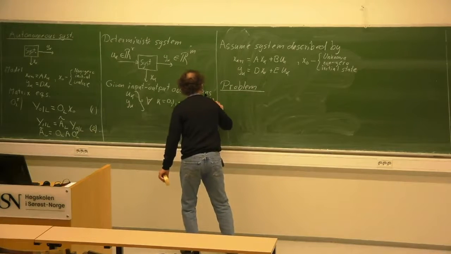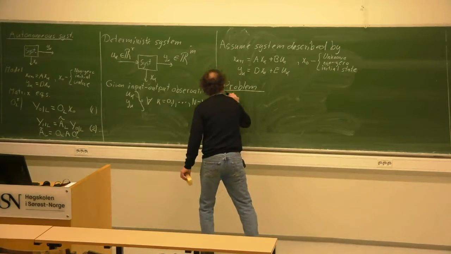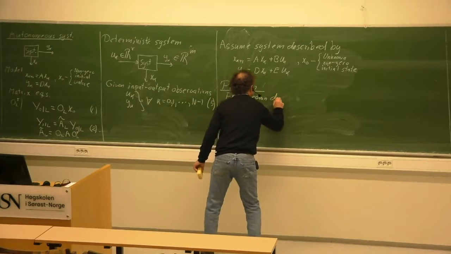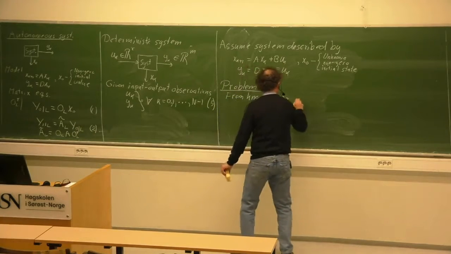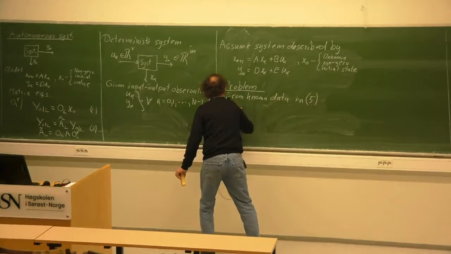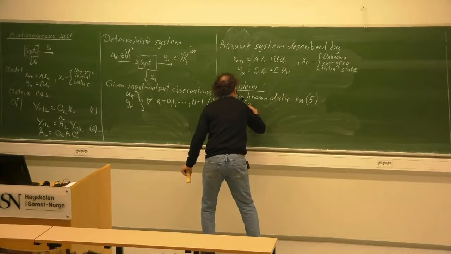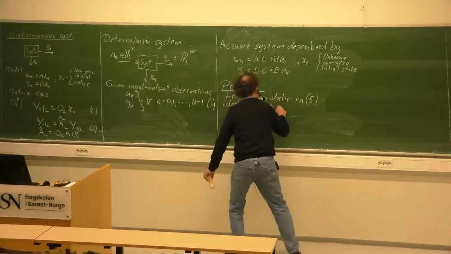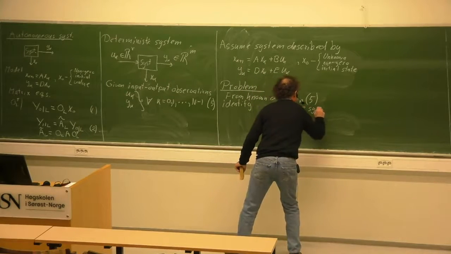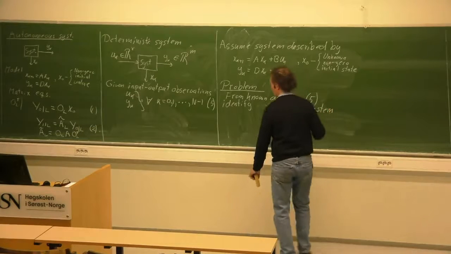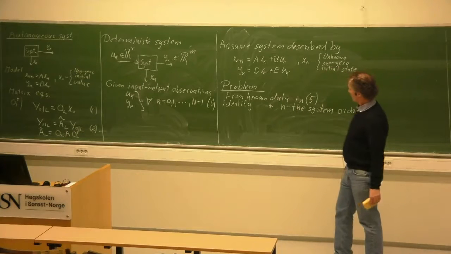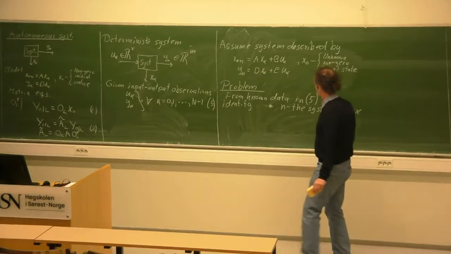Equation 5, for the data known in 5, identify the system order and the four matrices A, B, C, and E.